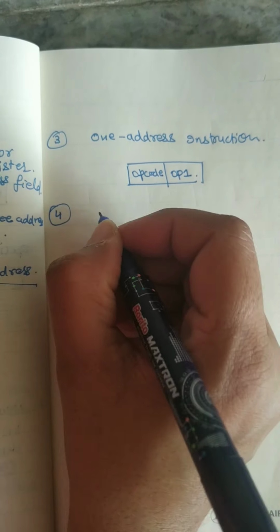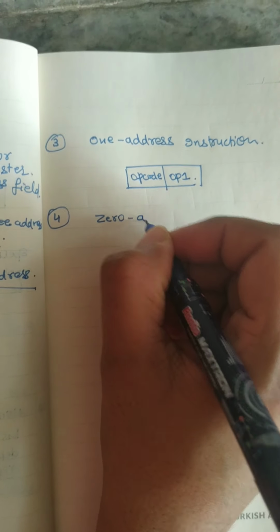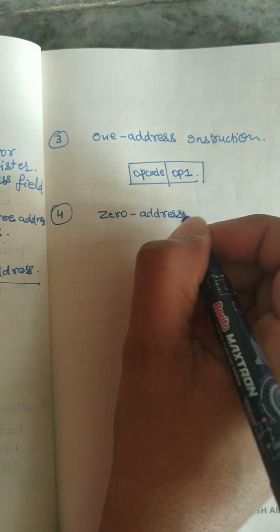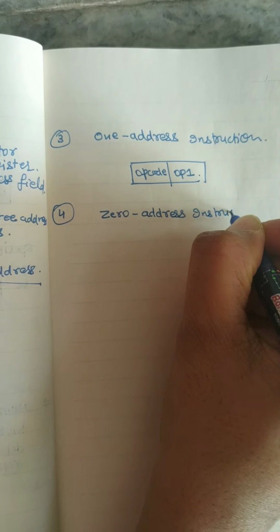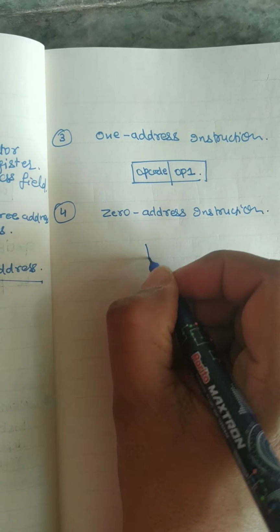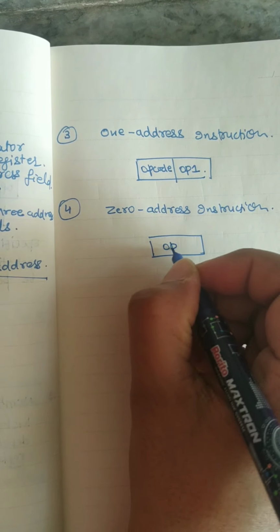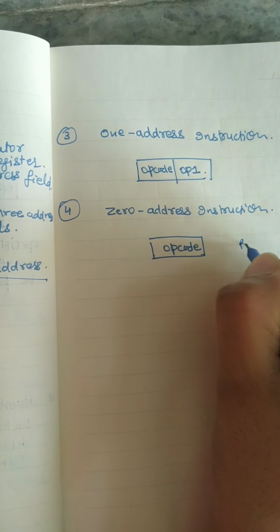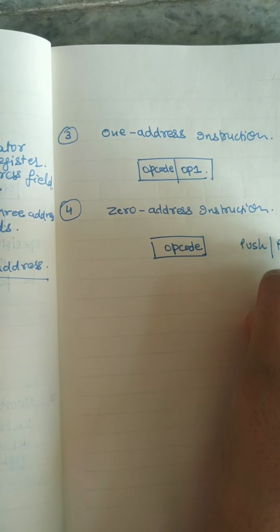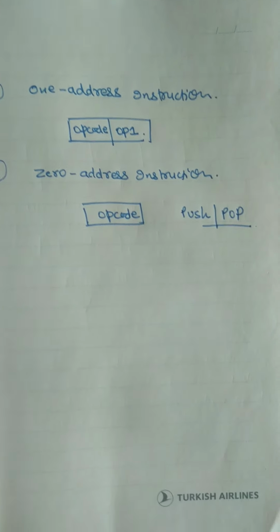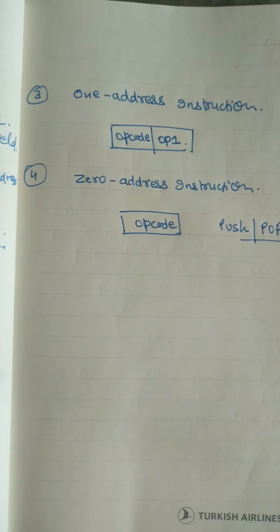Then comes the 0 address instructions, that is stack instructions. In this, we have only operation code, that can be either push or pop, and that is performed on the top element of the stack.